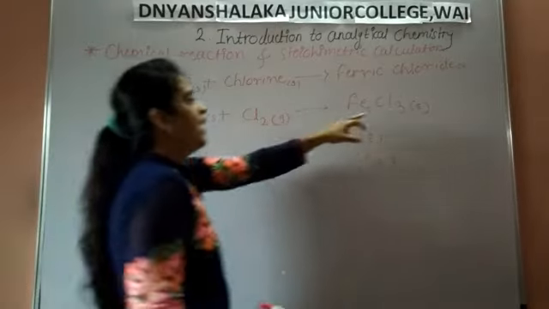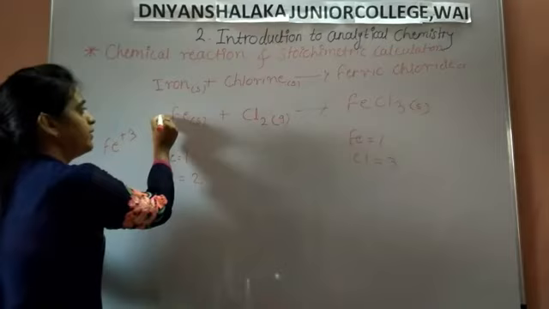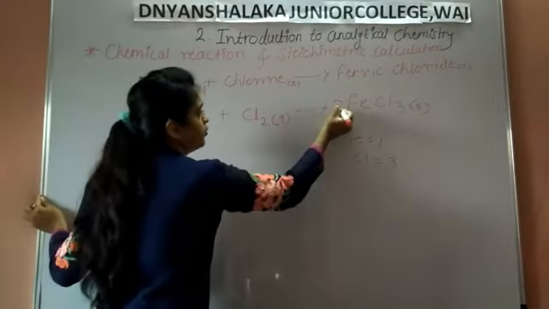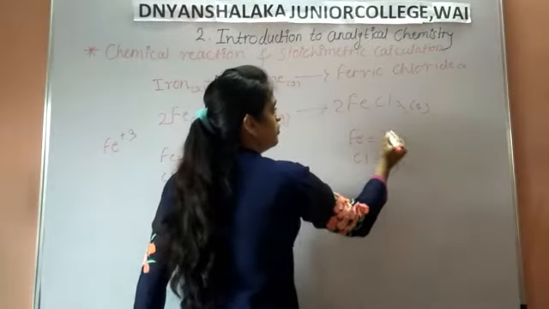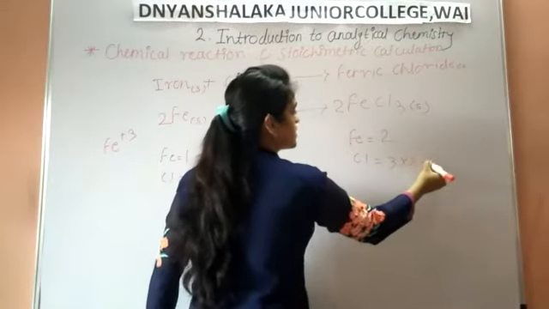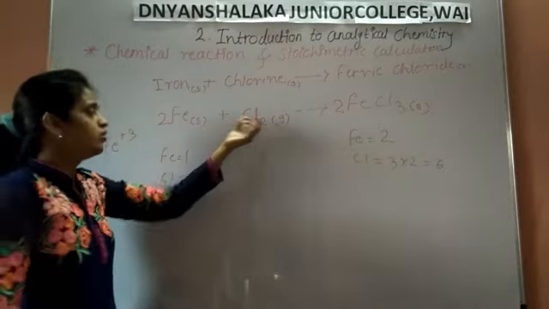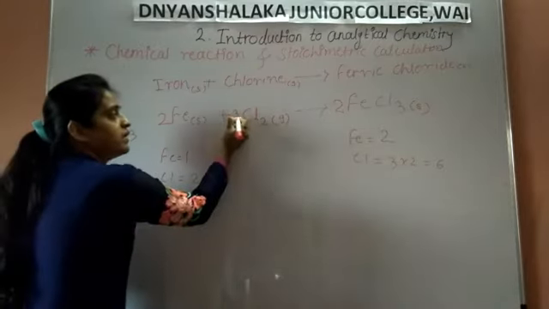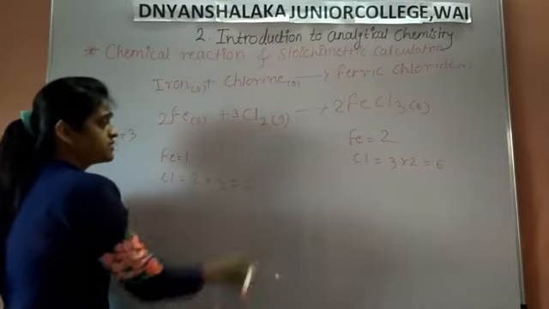Here chlorine is 3, so I put 2 here, so there will be 2 iron atoms on each side. So 2 FeCl3 means Fe becomes 2 and chlorine 3 twos are 6, so the total chlorine atoms is 6. But on the left chlorine has only 2 atoms, so we put 3. So 3 twos are 6, and chlorine becomes 6 atoms.